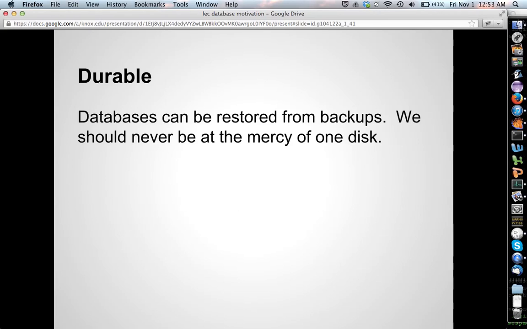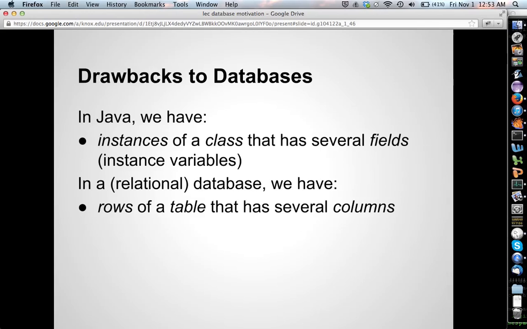So durable databases should be able to be restored from backups. We should never be at the mercy of one disk crash, losing everything.